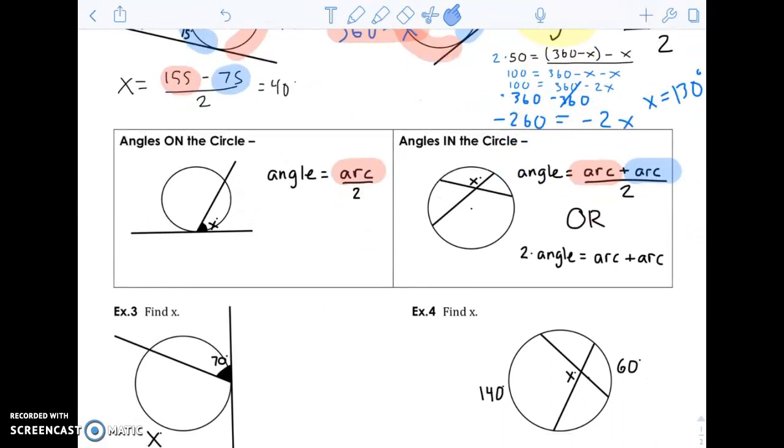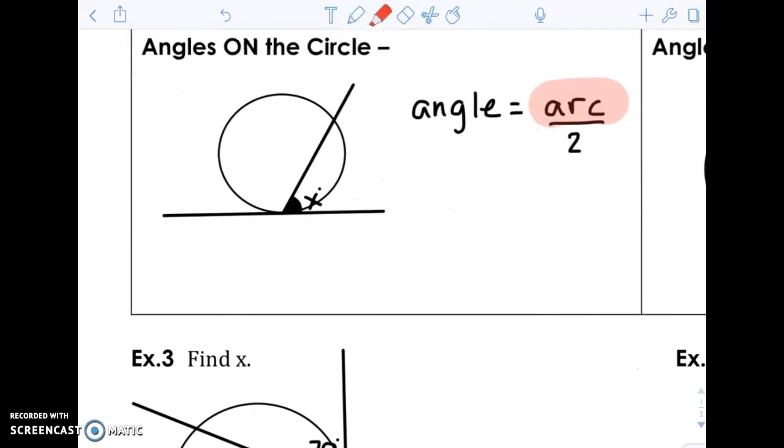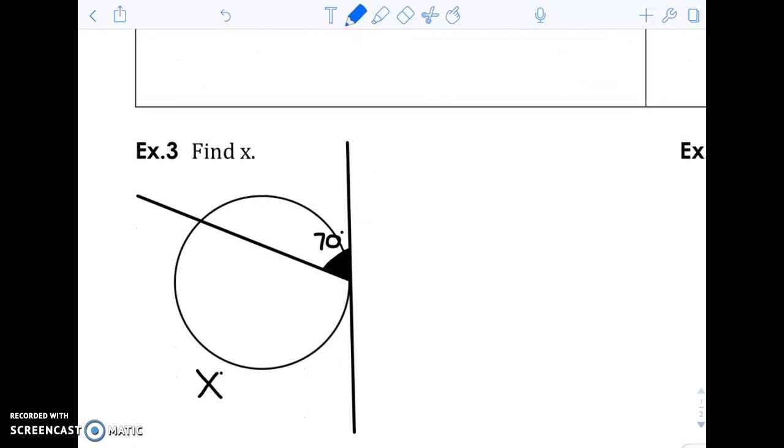Next problem. If we take a look at the case where the angle is on the circle, the equation for that is: make sure you know the arc, and all you have to do is divide it by 2. So if you want this angle, you just have to know the arc inside of it. So take that arc, divide by 2, you've got your angle. We'll look at example 3 down here.